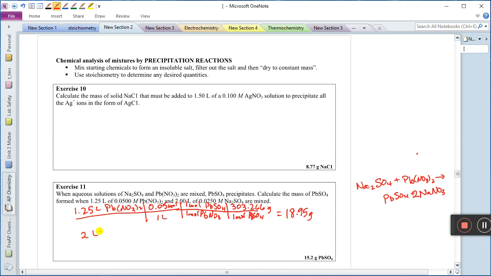We would start with our 2 liters of Na2SO4, 1 liter, and our molarity, which is 0.025 moles. And again, it's 1 to 1, and our molar mass is the same. Alright, and so starting with our sodium sulfate, how much lead sulfate could we make?